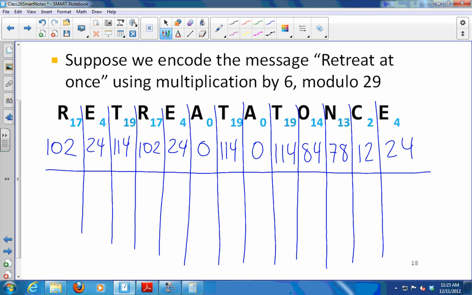Okay, so I multiplied by 6. That's the only step here. All they're saying is multiply by 6. There's no adding step. And now we just take the result mod 29, which means subtract 29 over and over till you get a remainder, till you get a number that's between 0 and 28. So you can't subtract 29 anymore.